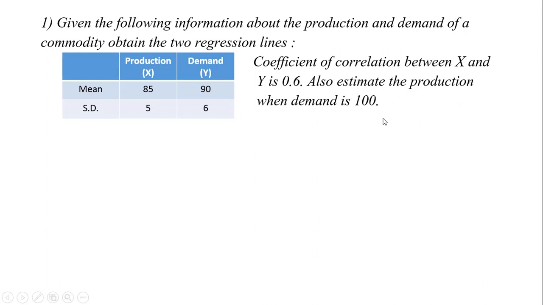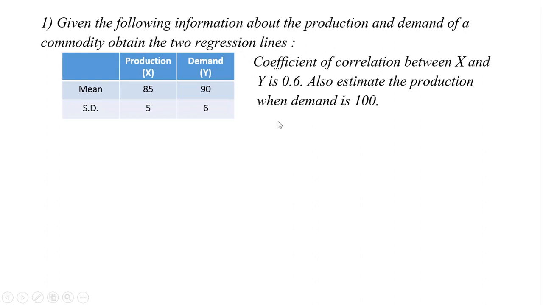Also estimate the production when demand is 100. Now here we want to find the equations of the two regression lines, and third thing we want to find is the production when demand is 100. Demand is given, it is 100. That means value of y is given and we want to find the production, that is, value of x. So while estimating this production, we have to use equation of regression line of x on y.